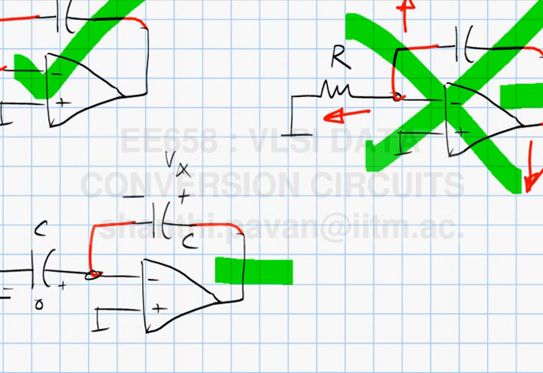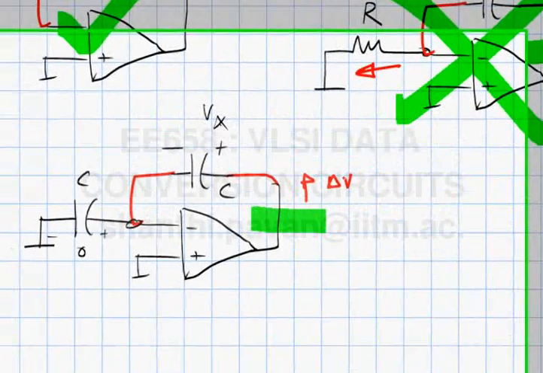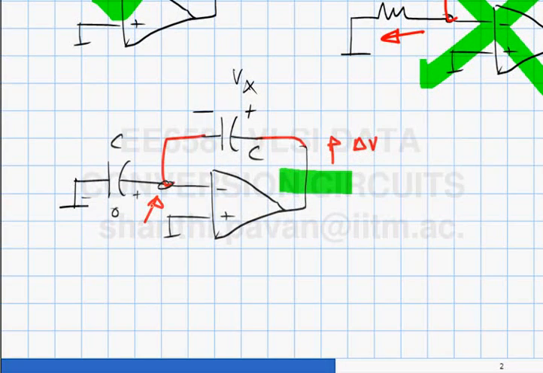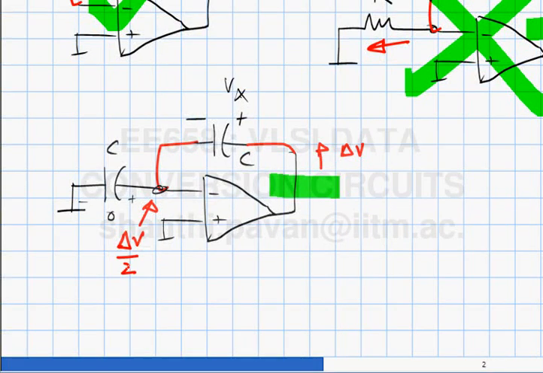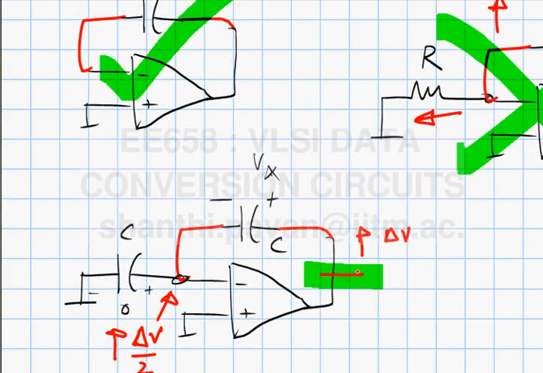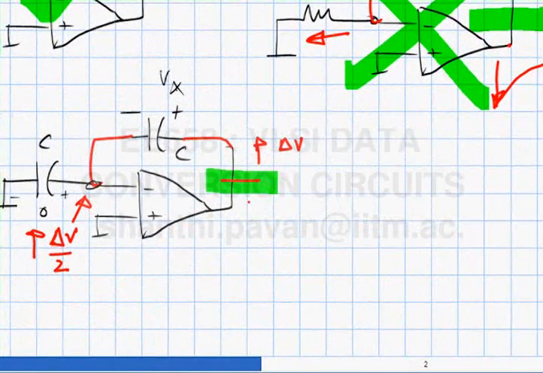So if I cut the loop here and yank this up by delta V, what happens to this voltage? Delta V by 2. Why delta V by 2? It's nothing but a capacitive divider, right? I've cut this up and I have two capacitors in series. If I yank one end of the capacitor chain by delta V, the node in the middle will go up by delta V by 2. If this goes up by delta V by 2, what will happen to this output? It goes down by minus A delta V by 2.